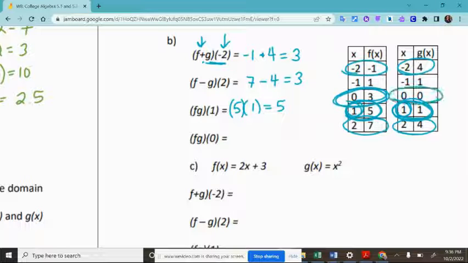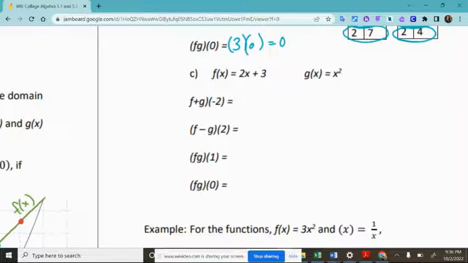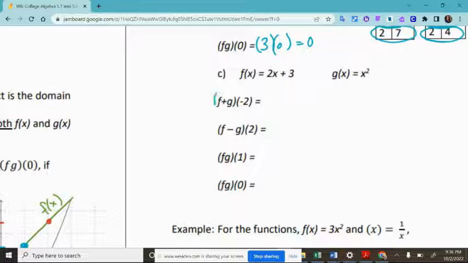So now we have f of 0 is 3. G of 0 is 0. So it happens to be 0. And then, of course, they could also give us the actual equation version. And it looks like there's a typo here, and that's okay. It happens. So if they ask us to plug it in, we still do the same thing. We're going to plug in negative 2 to both these and then figure out what happens.